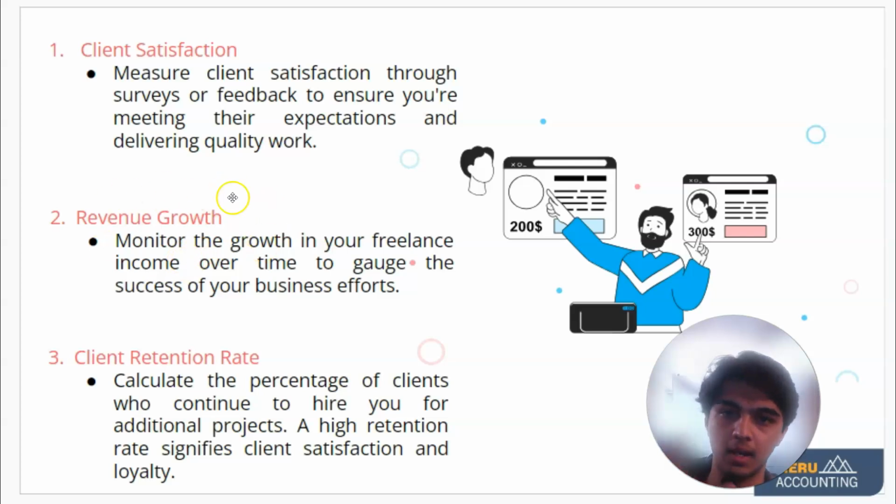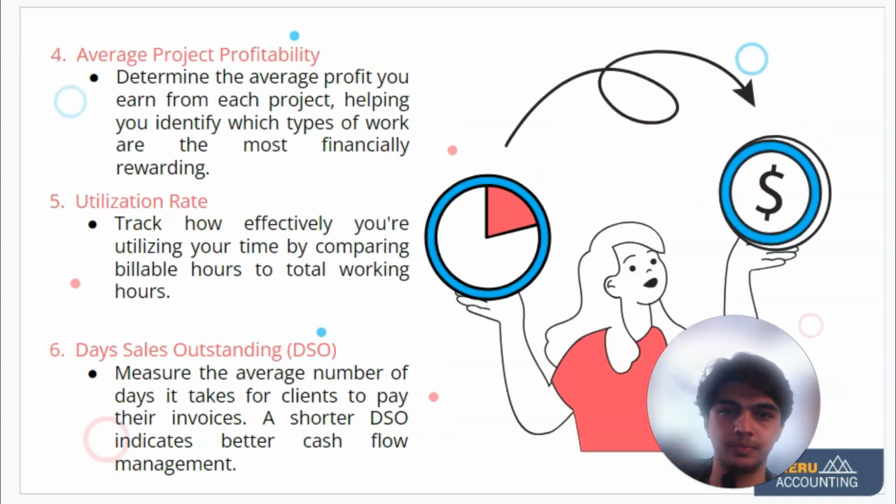And the second indicator is the revenue growth indicator. This indicator will monitor the growth in your freelancing business, and it will monitor the income over time to gauge the success of your business efforts. Client retention rate. This indicator will calculate the percentage of clients who continue to hire you for their additional projects, and a high retention rate signifies your client satisfaction and their loyalty towards you.